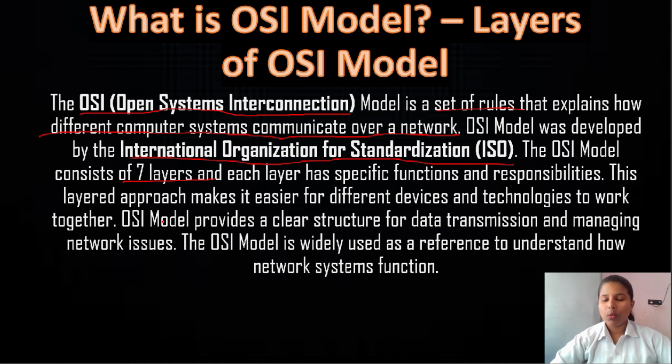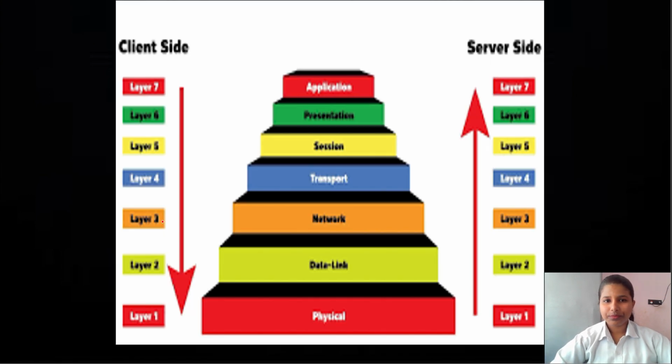So now let's look at each of the layers. This is a picture representation of the OSI model: application, presentation, session layer, transport layer, network, data link, and physical. From the client side, client meaning we, the user, it starts from layer 7. That is where we are interacting, the application layer.